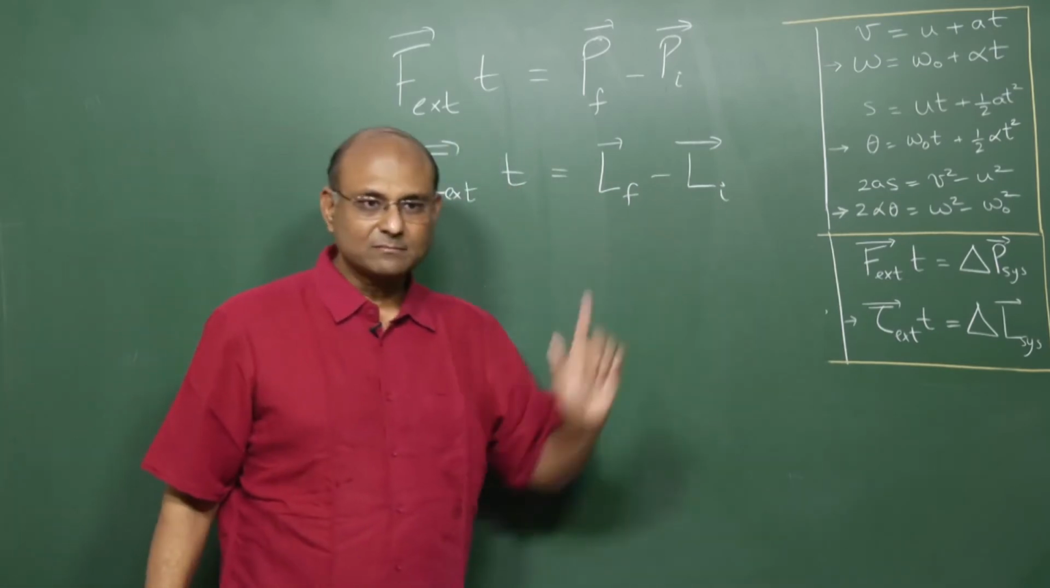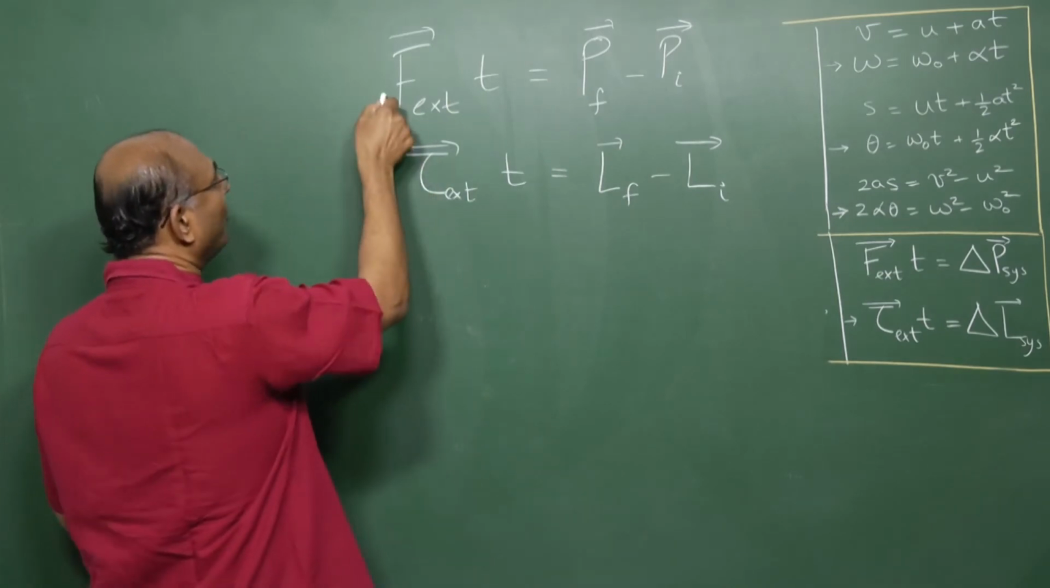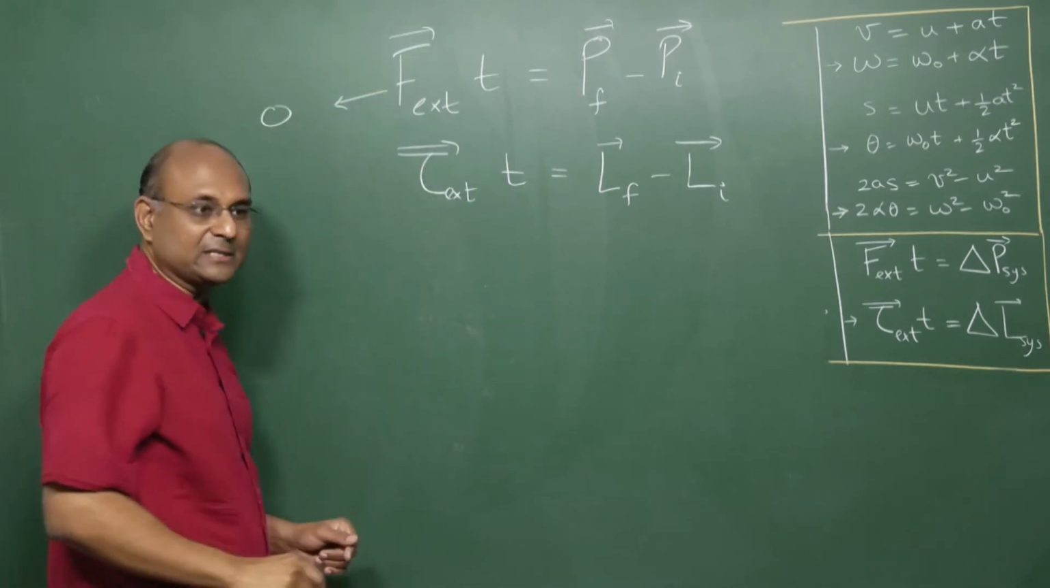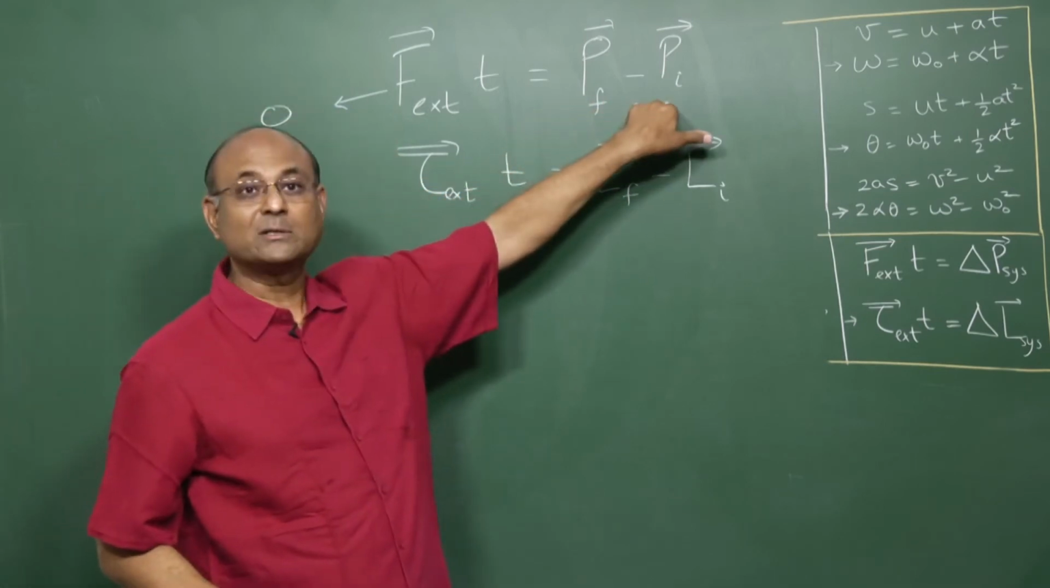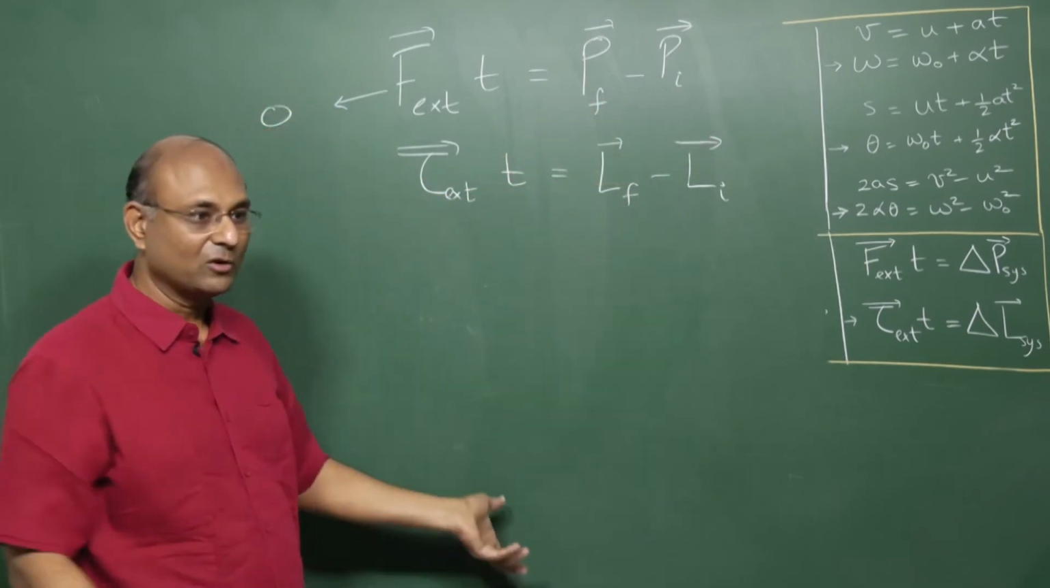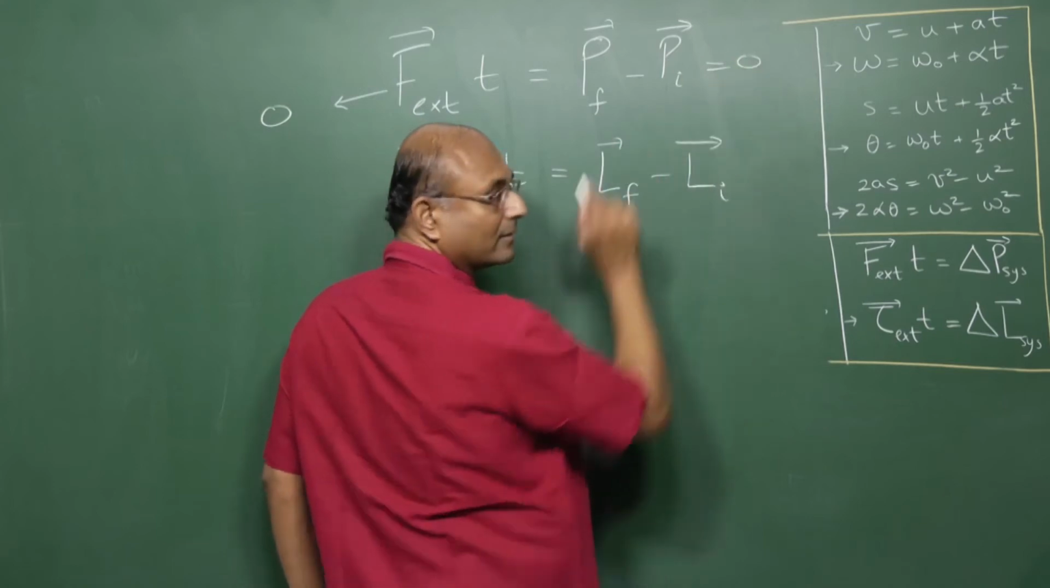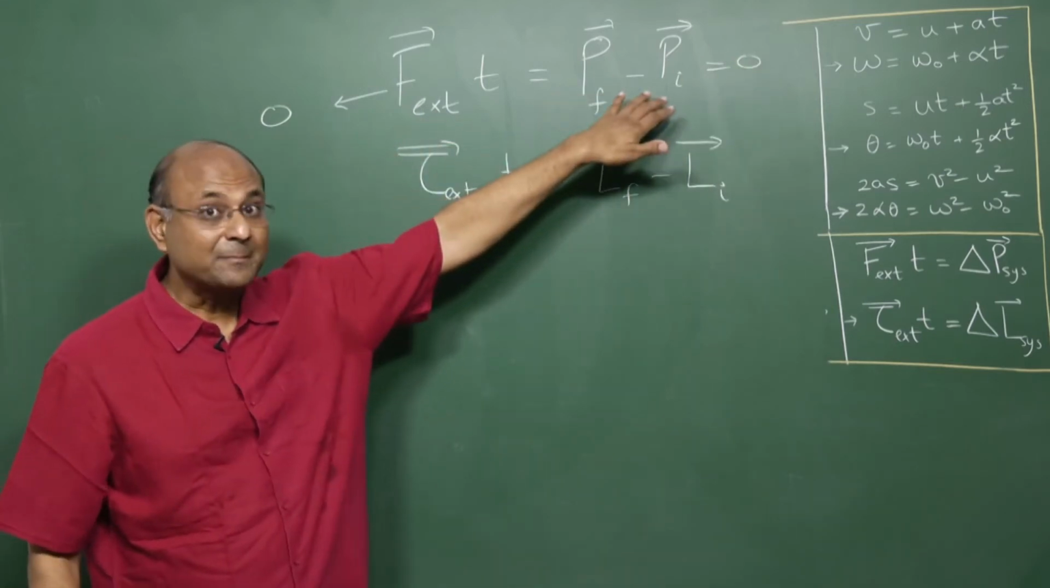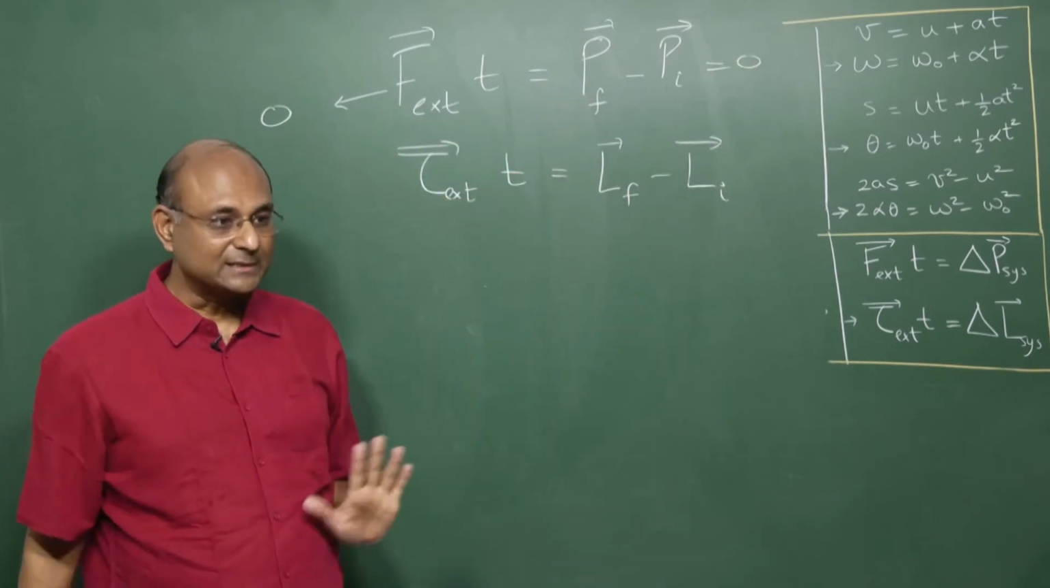So if I take this and I tell you force is 0, suppose net external force was 0, what does that tell you about the change in momentum of the system? 0. Right? Change in momentum of the system is 0 means momentum is conserved.